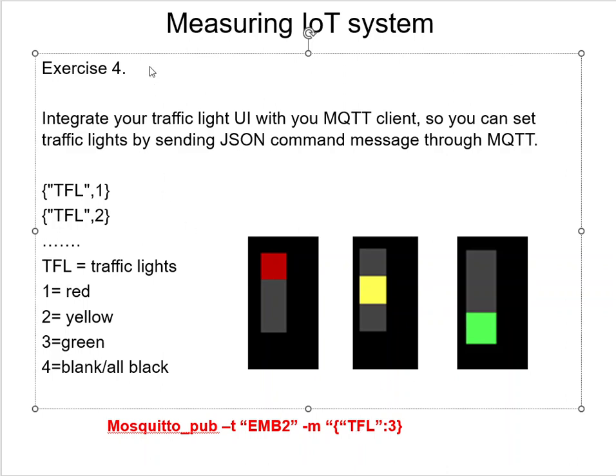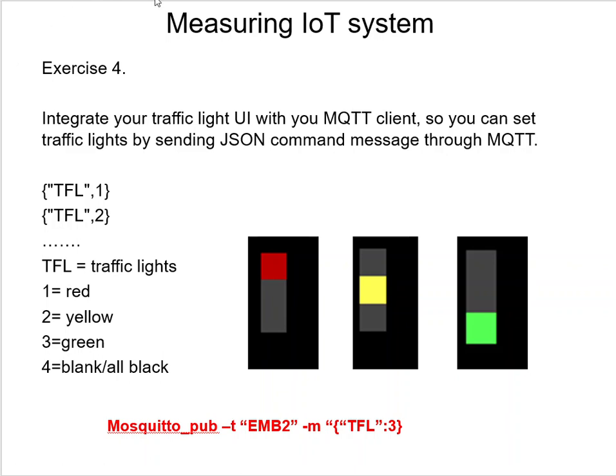So that's the almost final functionality in these subscribing exercises. And you can test this by sending publishing messages, and then your traffic light is supposed to change the color according to the value.